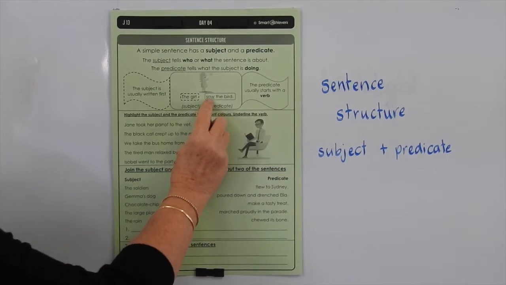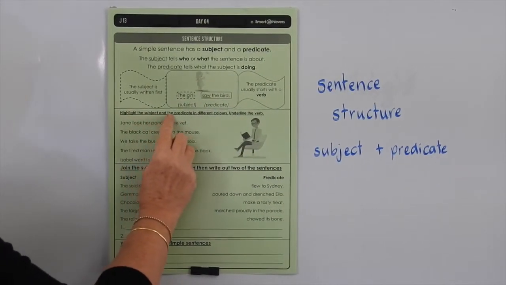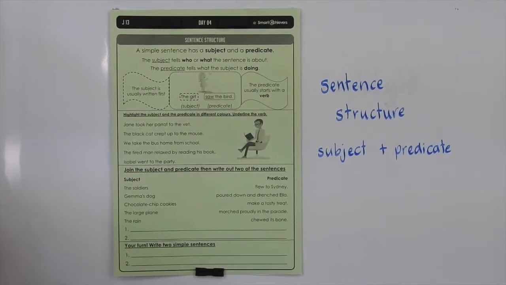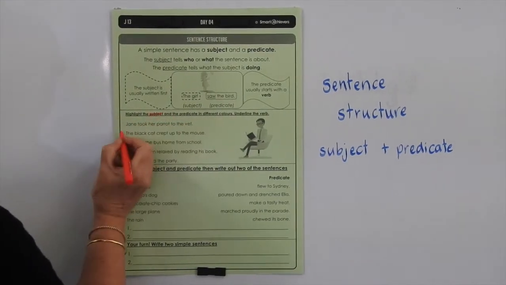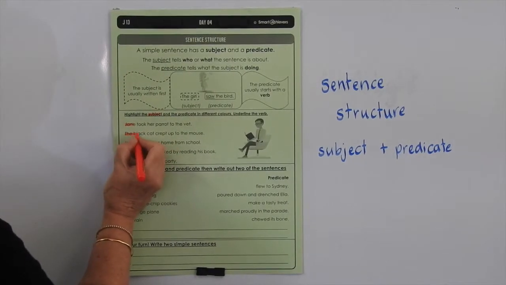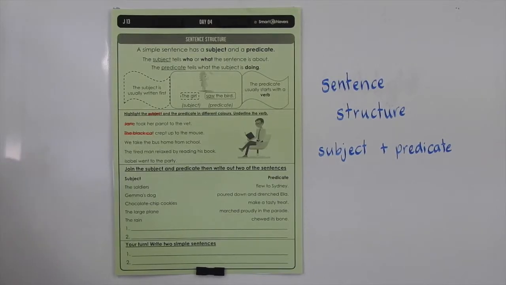So saw is the verb there. So highlight the subject and the predicate in different colours and underline the verb. So if we're looking for the subject, I'm going to do my subjects red. Jane is who it's about. The black cat is who it's about there. Okay, we'll just do the first two. You can do the rest on your own.